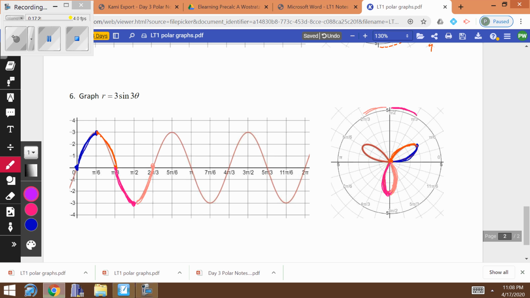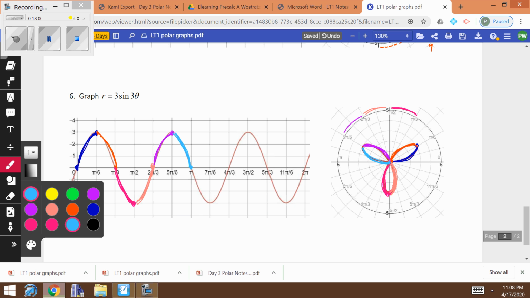Then 2 pi over 3 to 5 pi over 6. Going along here, we're back positive. So it's going to correspond to this. And then I'll do one more color. I haven't used this light blue. Going to pi, again, it's coming back around here. Now, if we look at this, you'll see that it's just going to start repeating that exact same thing, but with all the negatives along the way here. So I'll just follow along.